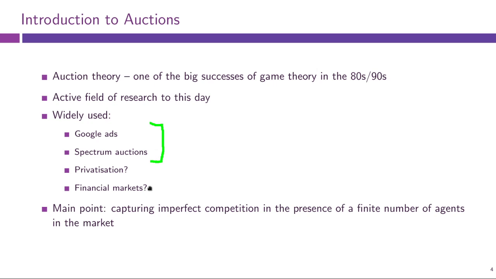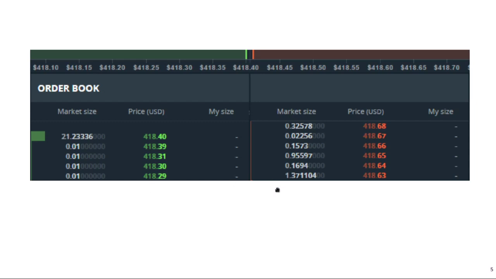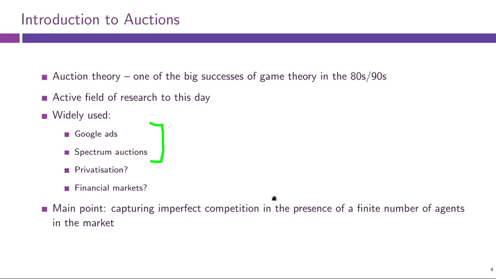And speaking of financial markets, if you just look at a limit order book, what you see is pretty much an auction, right? You don't even need to stretch your imagination. You have different traders who are submitting their bids to get the asset or to sell the asset. With no stretch of imagination, that is quite literally an auction. So this is something very relevant. And today I will just present you the general framework in which you can think about these auction models.